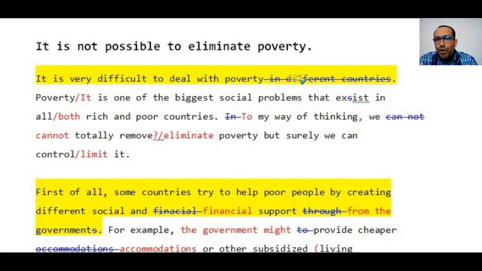This has to do with what is called collocation. "Remove poverty": these two words do not collocate. What you normally should have said is "eliminate poverty." And "surely we can control poverty" should be "limit poverty." Again, this is a matter of collocation, because the two words do not collocate, and we need to be careful.